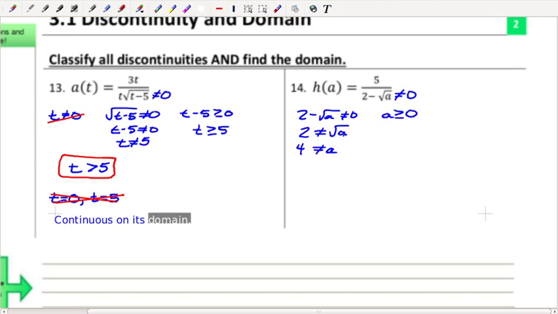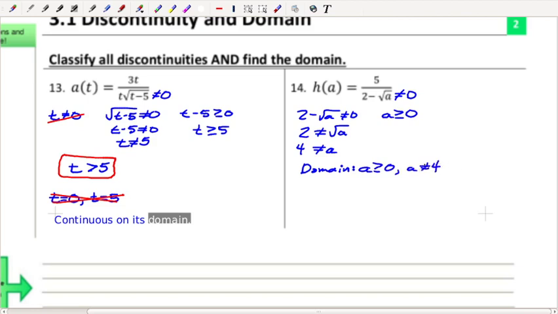Now 4 is greater than or equal to 0, so I can't just ignore this part. I do have to take them both into account. So my domain, maybe I should have labeled that t greater than 5 as my domain as well, is a greater than or equal to 0, and a is not equal to 4.